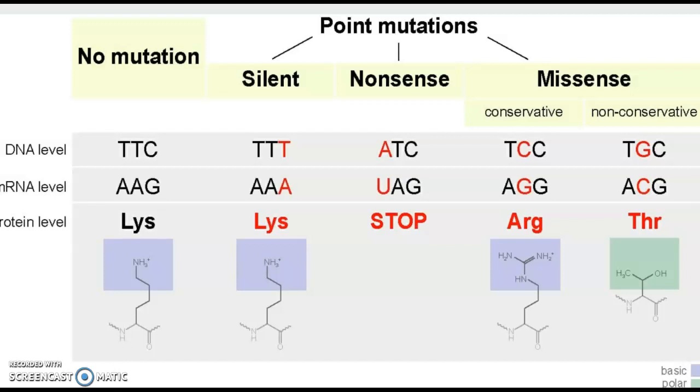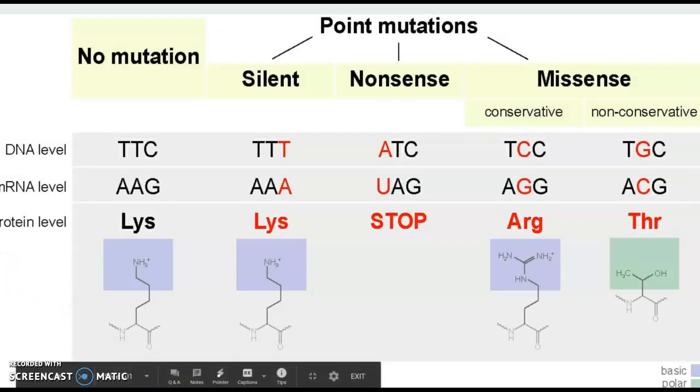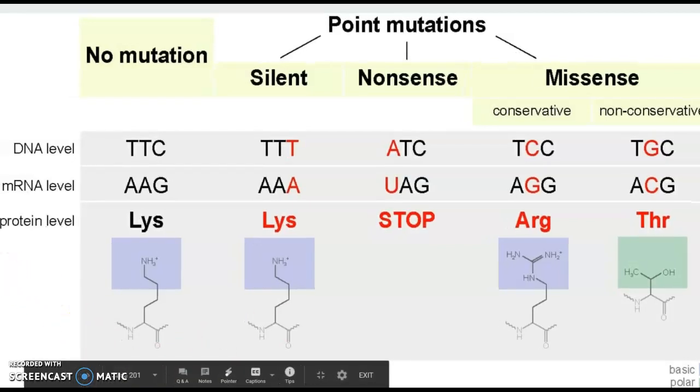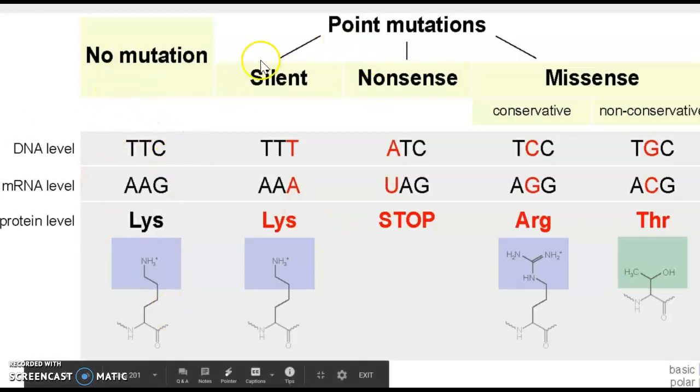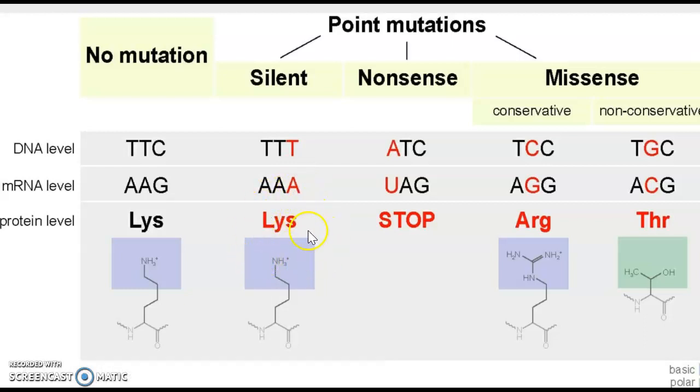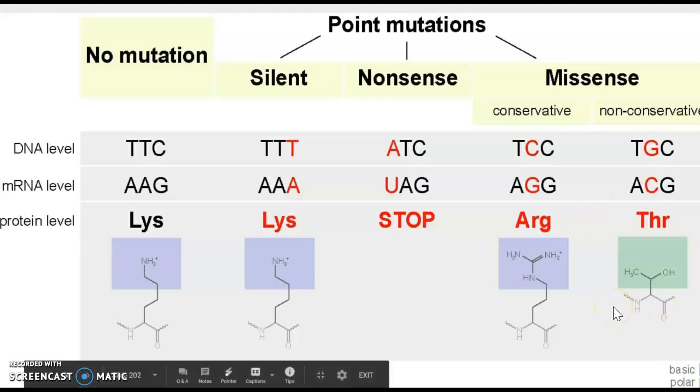And here is all this in a nice little Google picture. All right, so this is when you have no mutation. This is a silent mutation, so something changes, but it doesn't change the amino acid. Here something changes and it changes the amino acid to a stop codon. And then missense is when it just changes it to something else that doesn't make as much sense.